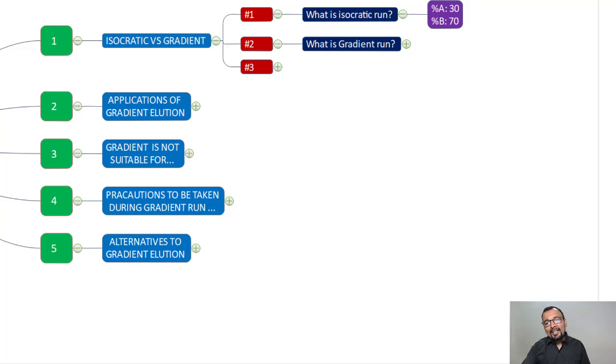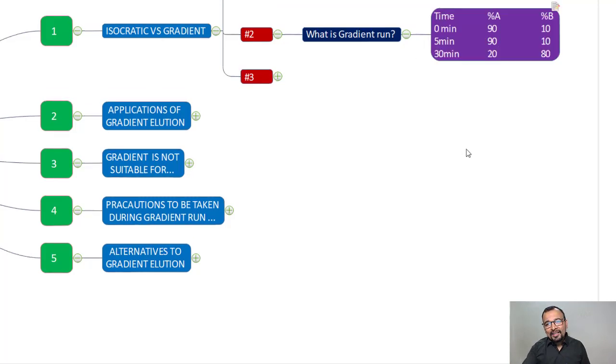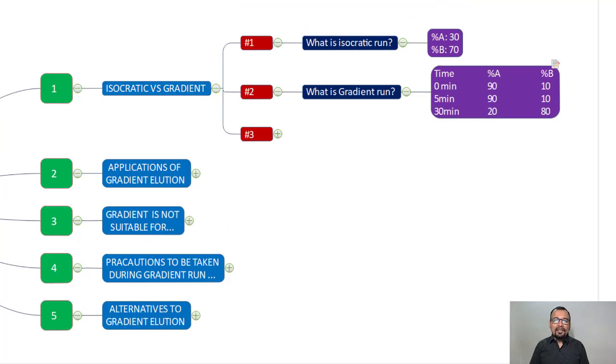So let us take an example of a gradient run as far as RPLC is concerned. So the percent A and percent B. Port A contains 90 percent of the aqueous solvent, and in port B there is 10 percent of, let us say, organic solvent. Generally, if you speak in terms of RPLC, in port A people always prefer to have the aqueous solvent or the weaker solvent, and port B will have the stronger solvent or the organic solvent like ACN or methanol or THF.